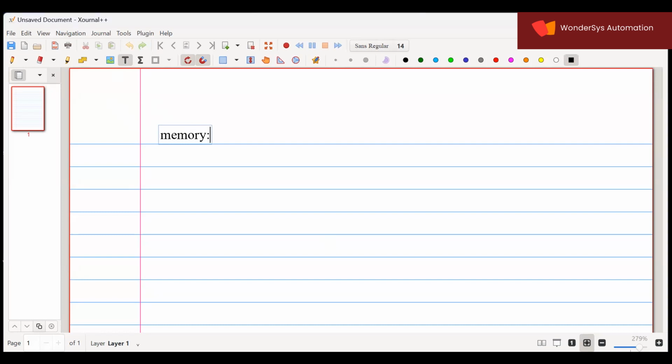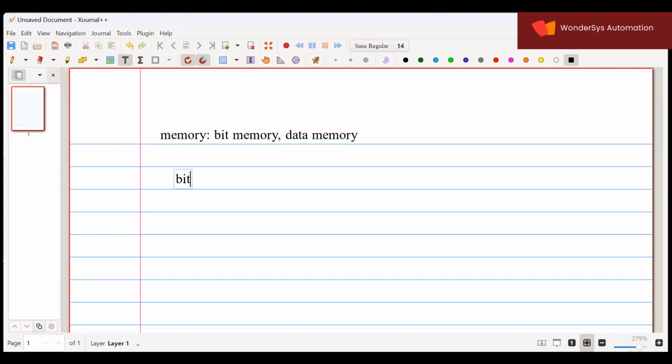So can anyone tell what is memory? Why we need memory? To save the data. Okay. Now in PLC, we have two types of memory, bit memory and data memory. Data memory we will see when we do arithmetic operations. Now the bit memory.